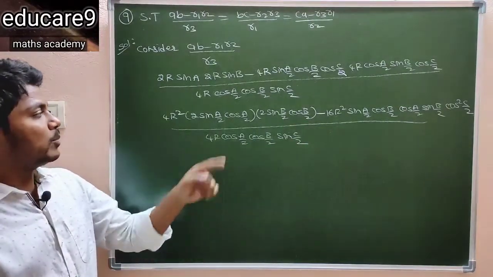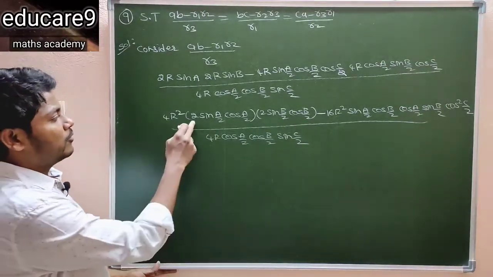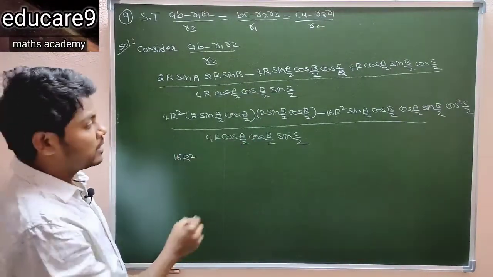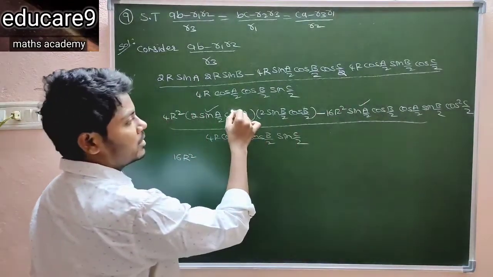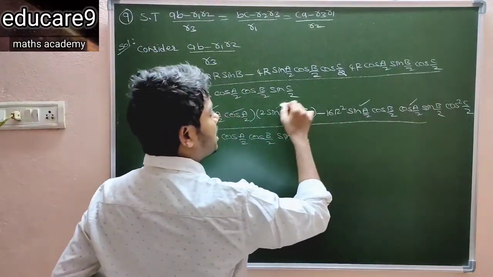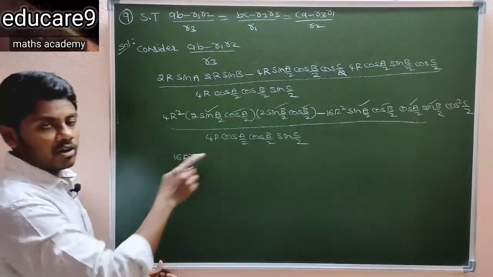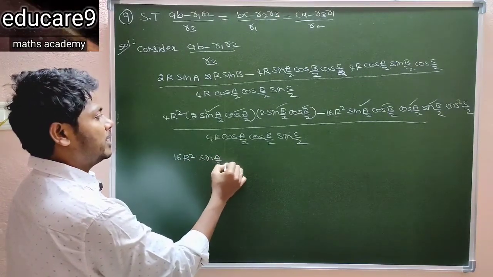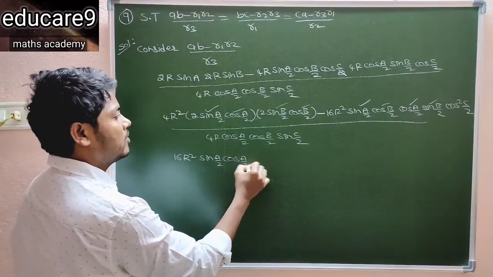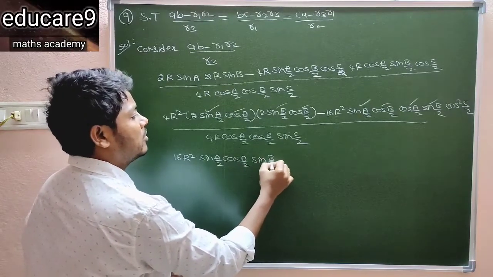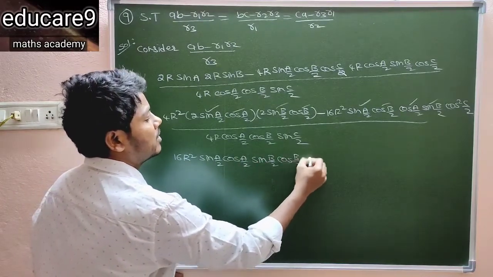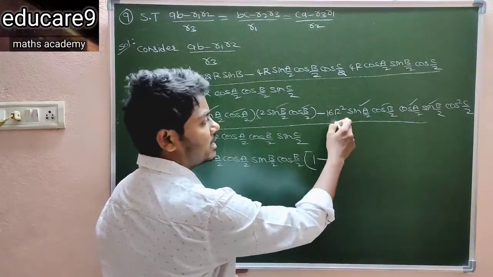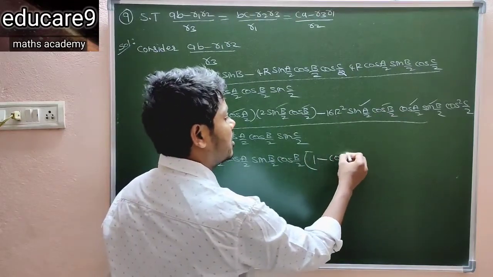So clearly in both terms, see here, 4 into 8 into 2, 16. So 16R square. Next sin A by 2, here sin A by 2. Next cos A by 2, cos A by 2, sin B by 2, cos B by 2, sin B by 2, cos B by 2. All these terms are common. So 16R square sin A by 2 cos A by 2. Next, sin B by 2 cos B by 2 is common. What are the remaining terms? In the first term, 1 minus cos square C by 2 is left.